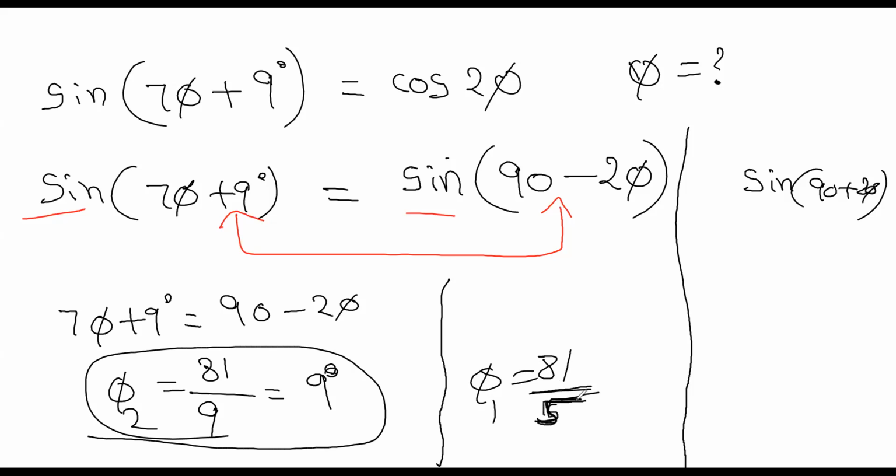So why are you getting two values? Because you are considering two different quadrants, plus and minus. If it's in the first quadrant, you will get 9 degrees. If it's in the second quadrant, you have to take it as 81 by 5. That's it.